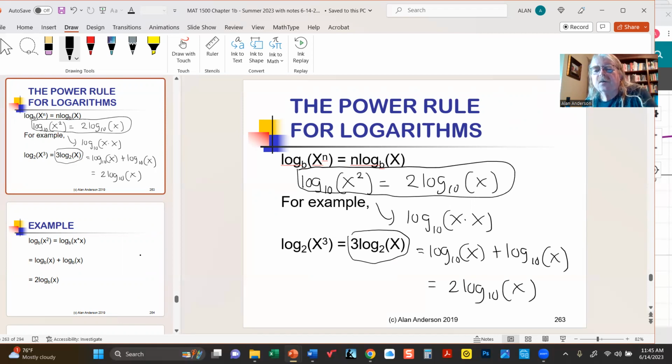Now, I just want to demonstrate why this is happening. Log 10 of x squared could be written as log 10 of x times x, which now I can split up into a sum. And you can see I've got log 10 of x plus log 10 of x, which is 2 times log 10 of x. So in other words, the power rule is also a simple extension of the product rule. In fact, all three of these rules are really just different versions of the product rule when you come right down to it. But it's nice to know that there's three. It's easy to remember them. But remember, they're all directly related to each other.